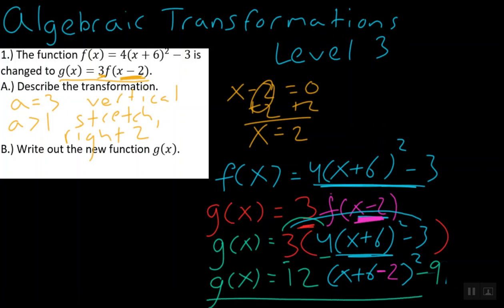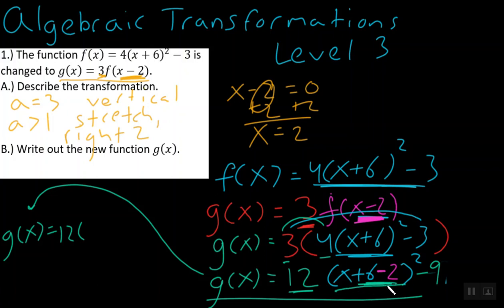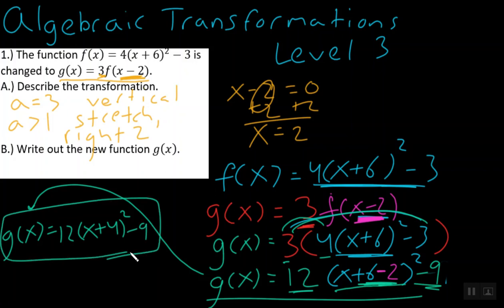So we say, okay, we have our g of x function is equal to, our coefficient is 12, parentheses, on the inside, positive 6 minus 2 gives us x plus 4 squared, and on the outside, from this distribution, we have negative 9. Alright? So this gets one layer trickier because after you go ahead and distribute your a value, you then have to do any addition or subtraction to the c or d value on the inside. Okay, let's go ahead and look at a second example that's going to be a little bit different.